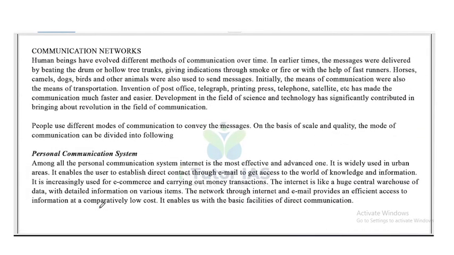Next one is communication network. Human beings have evolved different methods of communication over time. In earlier times, messages were delivered by beating drums or hollow tree trunks, giving indications through smoke or fire, or with the help of fast runners. Horses, camels, dogs, birds, and other animals were also used to send messages. Initially, the means of communication were also the means of transportation.